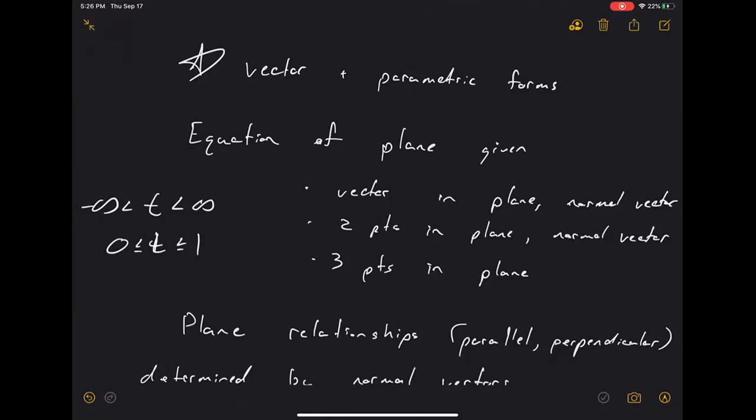For planes, there are several ways to find equations for planes. We can find an equation of the plane if we're given a vector in the plane and a normal vector, or 2 points in the plane and a normal vector, or just 3 points in the plane.